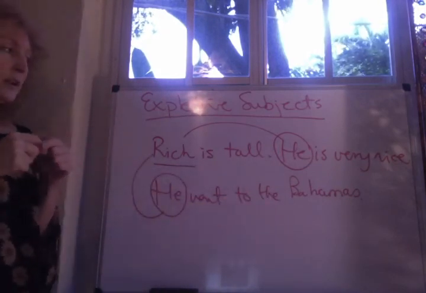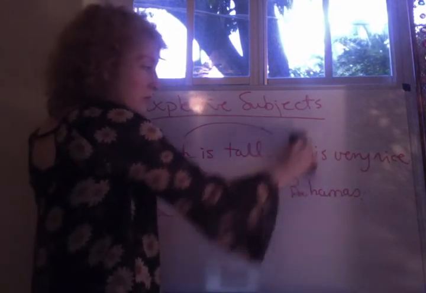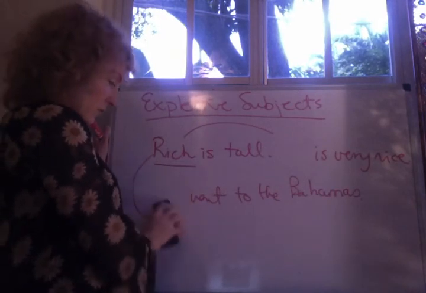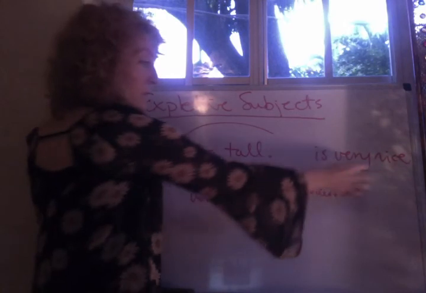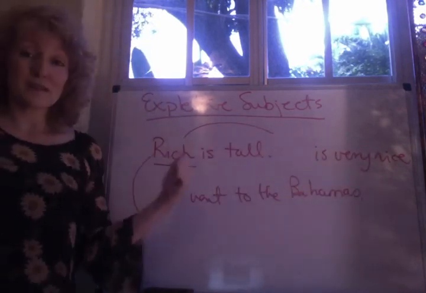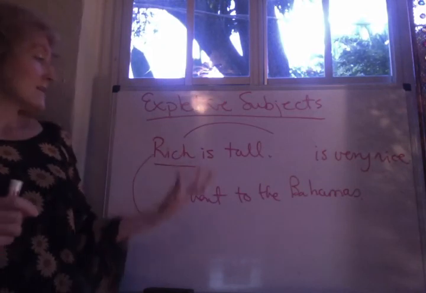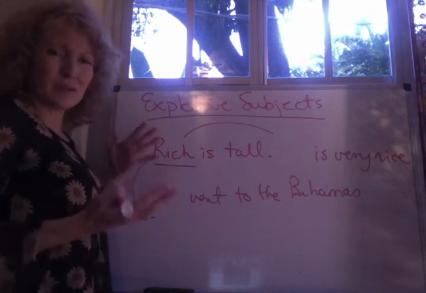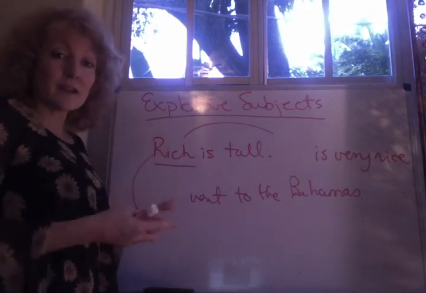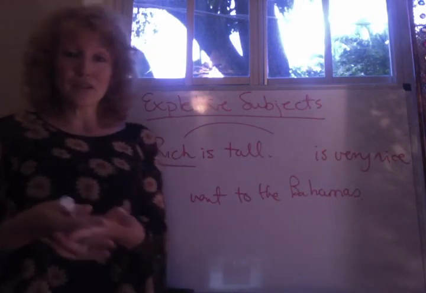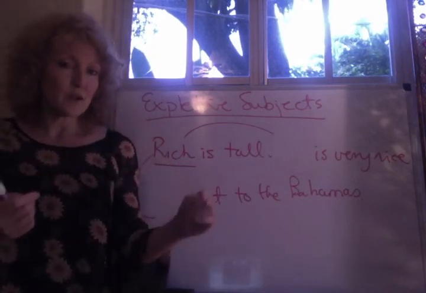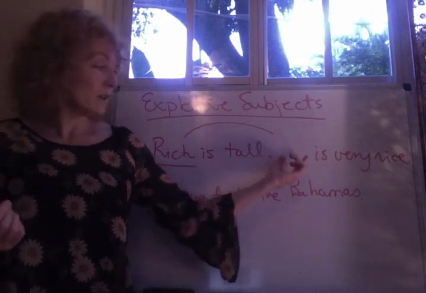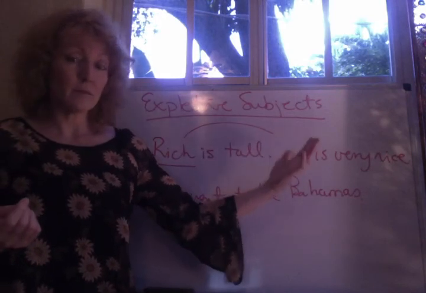In English, it's not possible to just leave out this subject, even if we are continuing to talk about the same person. So even if the subject of the next sentence is the same as the subject of the sentence that came before, you still can't say, Rich is tall, is very nice, went to the Bahamas. That's really weird, right? It doesn't sound like an English type of sentence. It might be something somebody would say if they're learning English, because, as you know, there are many languages in the world that work this way, in which you don't need to overtly have the subject of the sentence every time you use that expression.